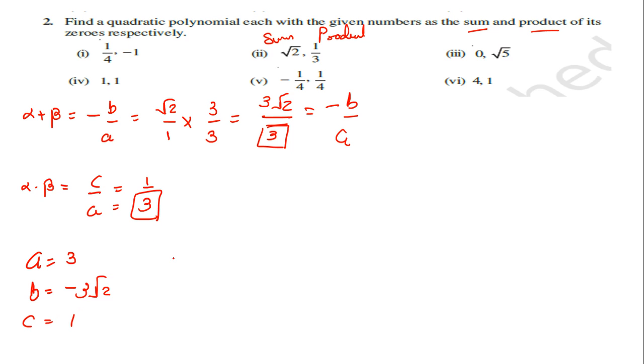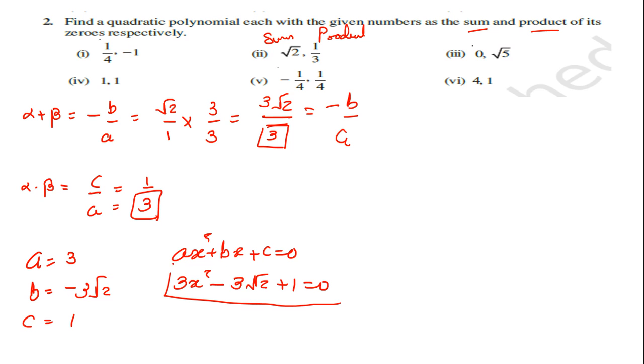And your required polynomial is ax square plus bx plus c is equal to 0. So that is 3x square minus 3 root 2 x plus 1 is equal to 0. This is your answer. Sorry, by mistake. 3x square plus 3 root 2 x plus 1 is equal to 0. This is your answer. Okay.